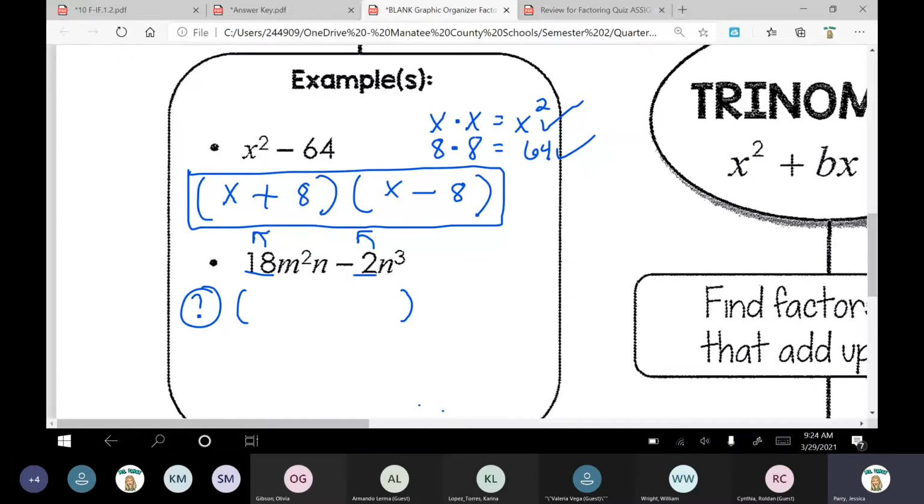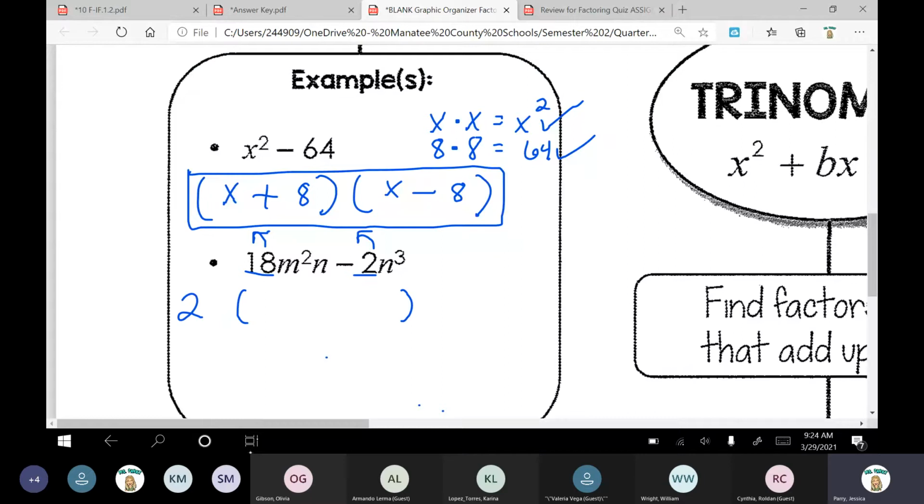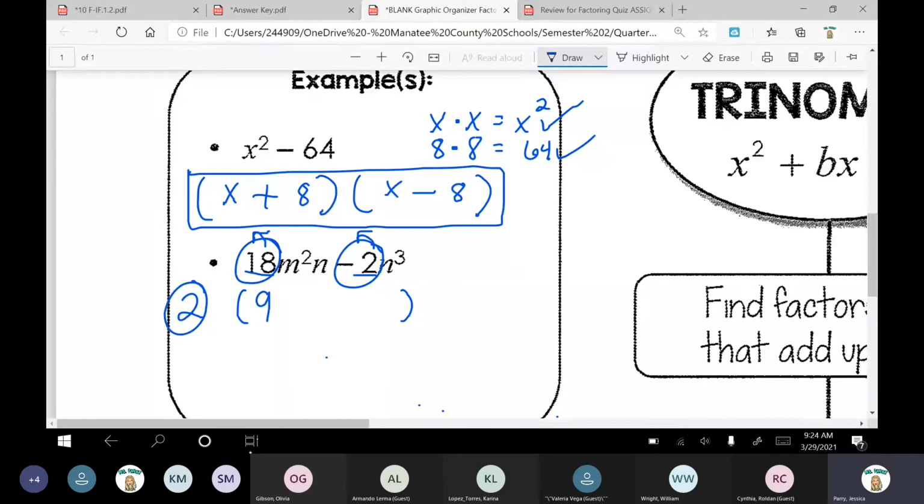For this one, it would be a 2. Okay, let's factor out a 2. 18 divided by 2 is 9. And then negative 2 divided by 2 is negative 1. Okay, now let's look at our variables.